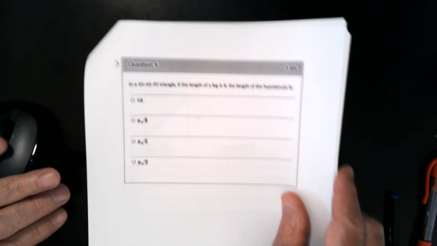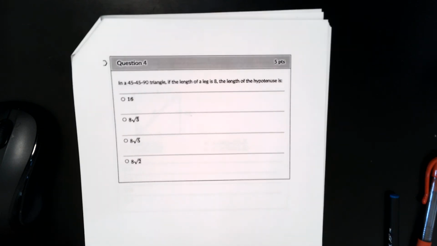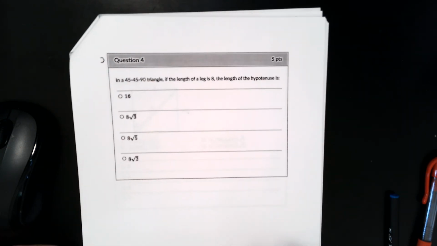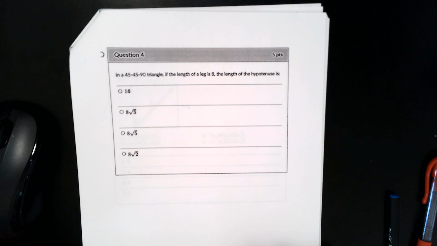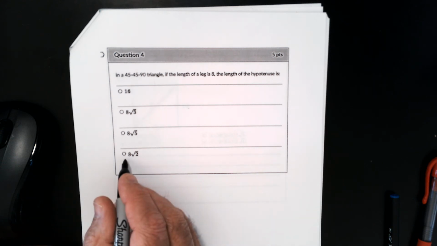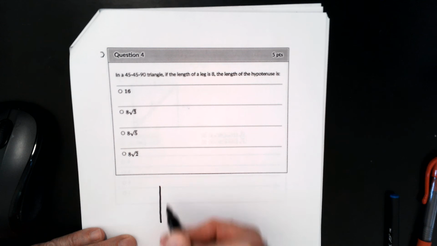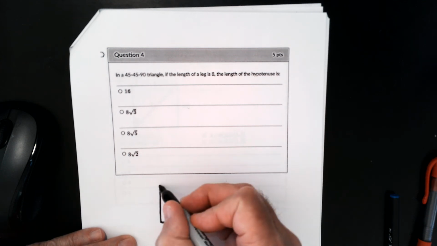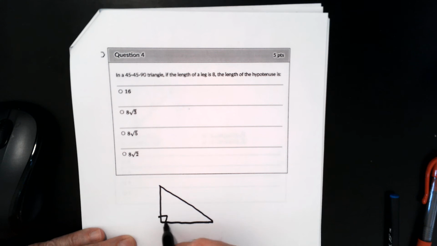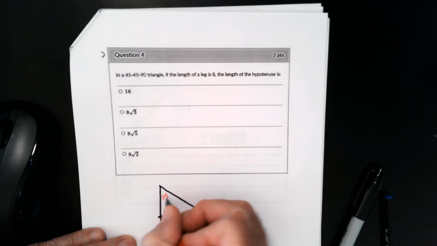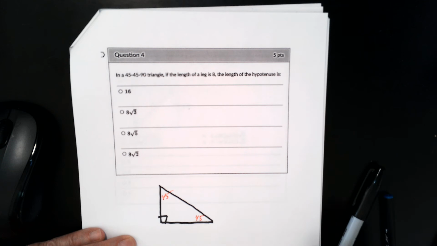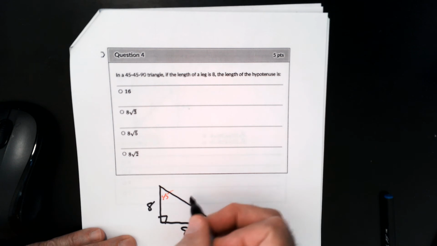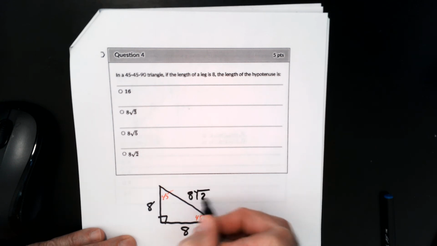All right, question 4. In a 45, 45, 90 triangle, if the length of a leg is 8, the length of the hypotenuse is, now some of y'all already know it's got to be this one, 8 square roots of 2. But I am a big believer in sketching geometry problems out. So here you've got a 45, 45, 90. And we know if one leg is 8, the other leg has to be 8, and the hypotenuse has to be that length times the square root of 2.